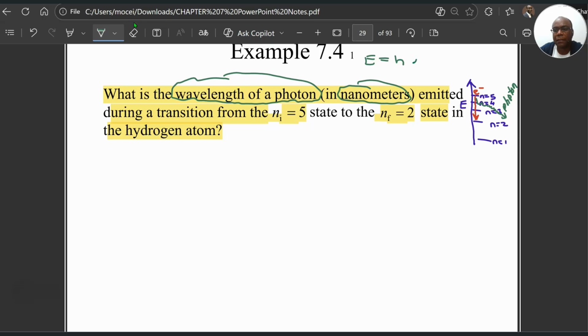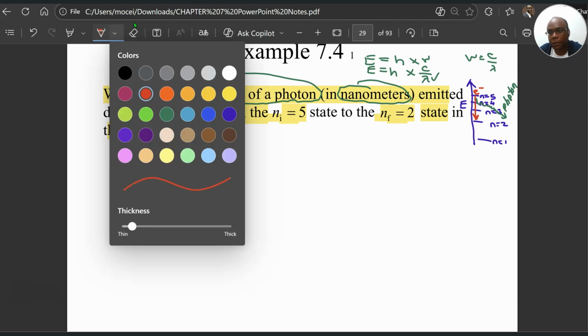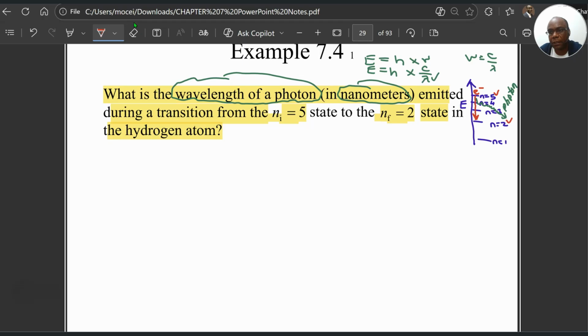Remember that energy is Planck's constant times frequency, but frequency is speed of light over wavelength. So the same energy is Planck's constant times speed of light over wavelength. So energy is related to wavelength. If we can find delta E as the electron drops from n equals 5 to n equals 2, there's going to be a change in energy, delta E. So we need to find that change in energy as we move from n equals 5 to n equals 2.